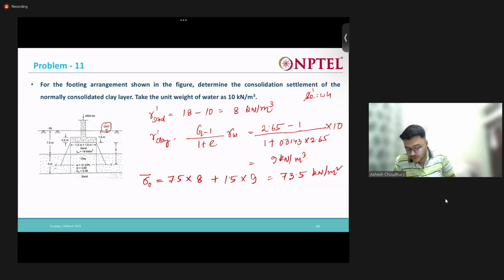Now we need to determine this. What is the increase in the effective stress due to this footing? Do you know how to find this out?